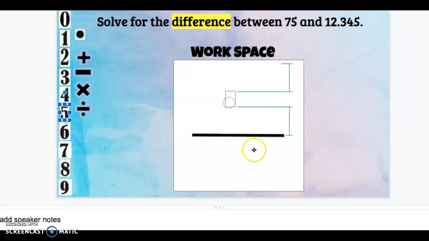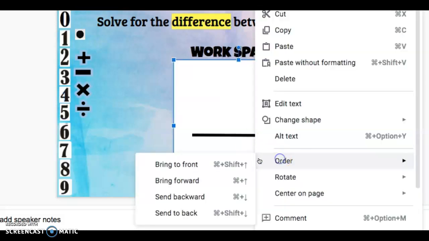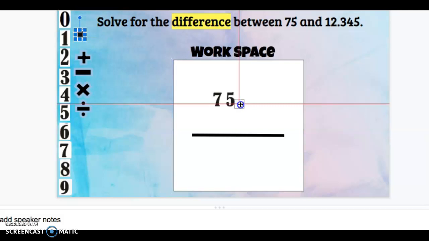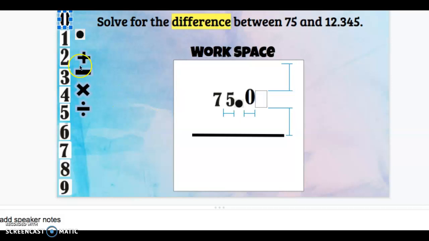Oops, and again, I forgot to order it, so I'm going to order it. So you have 75. And then I place a decimal point after the 5. In this case, I'm adding 3 zeros because there are 3 place values after 12 and 345 thousandths. So I'm going to place 3 zeros after it. One, two, 3.